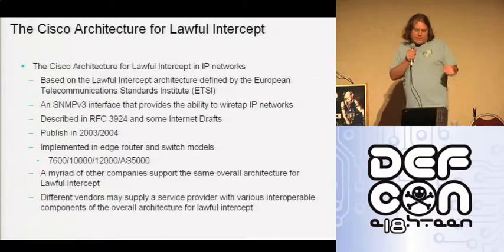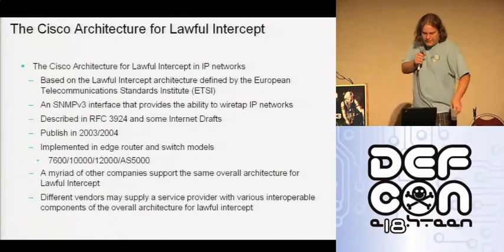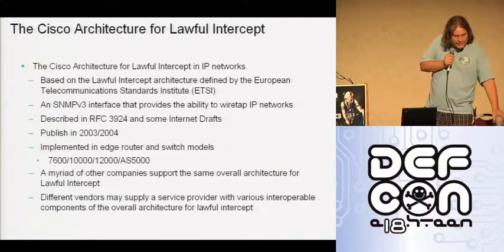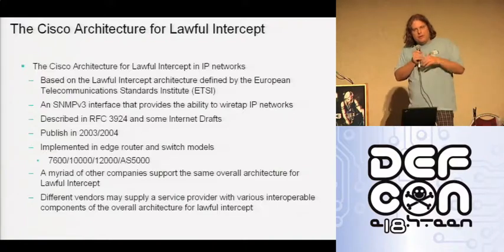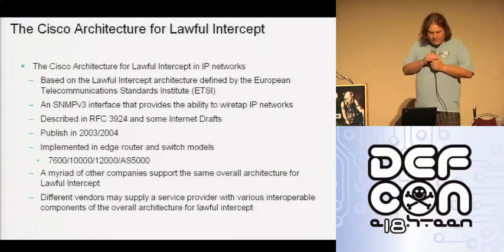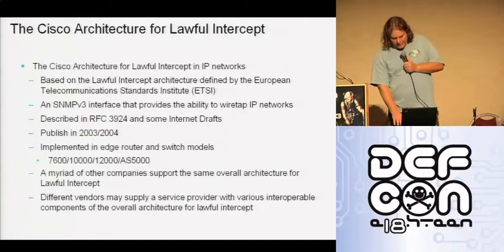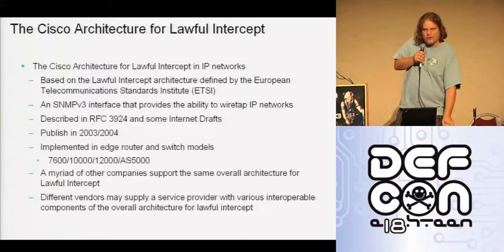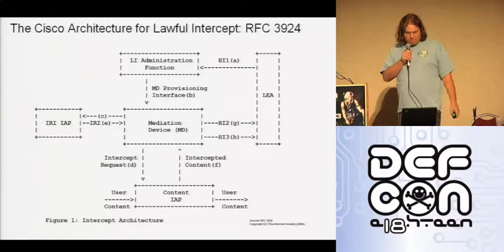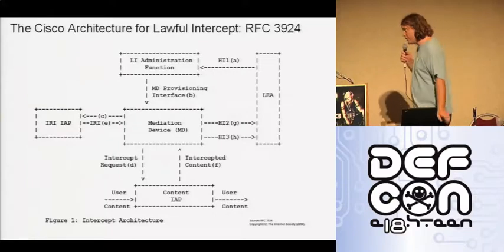So the way it works is an SNMP v3 interface, and by sending an SNMP v3 request, you can provision a wiretap. And it's available in a bunch of different edge routers that large ISPs would be using. Let's talk about the architecture a little bit.